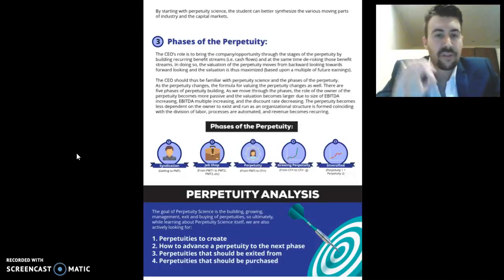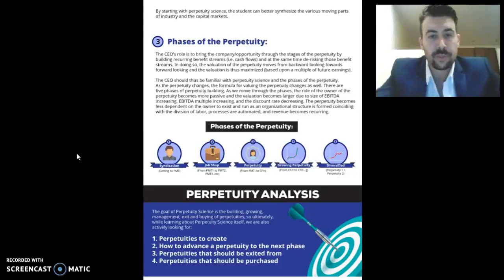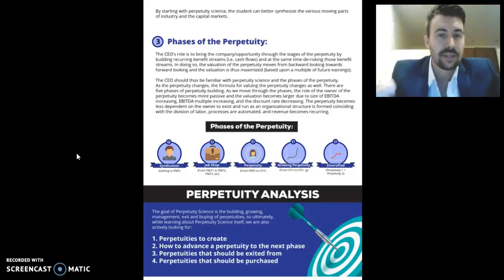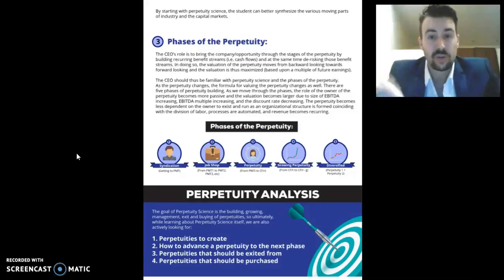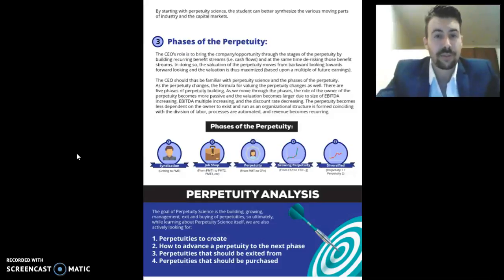So there are 5 phases of perpetuity building, and as we move through the phases, the role of the owner of the perpetuity becomes more passive, and the valuation of the perpetuity becomes larger due to the size of the EBITDA increasing, the EBITDA multiple increasing, and the discount rate decreasing. The perpetuity becomes less dependent on the owner to exist and runs as an organizational structure is formed, coinciding with the division of labor, process automation, and revenue becomes recurring.